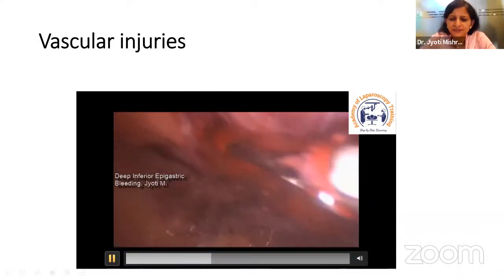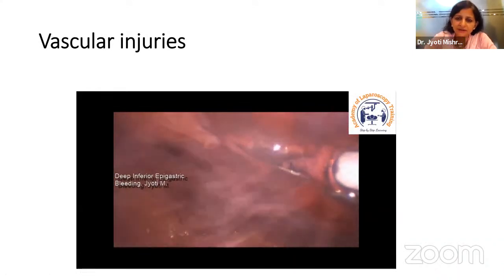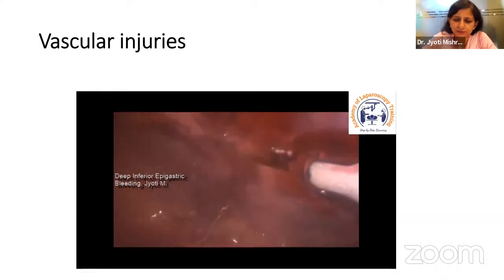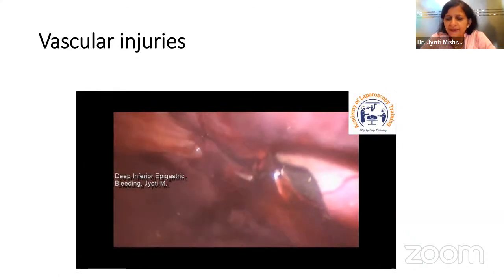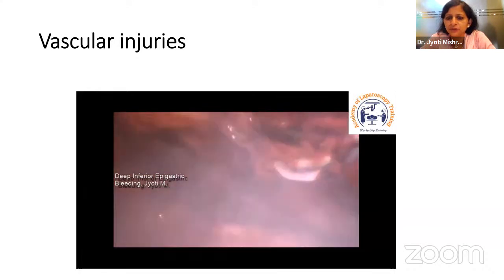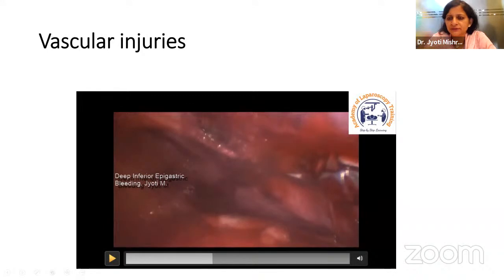This is a case of inferior epigastric artery bleeding. So somewhere it has happened. Now immediately, whatever's in your hand, like the harmonic was in my hand, so I started closing it. Then you realize it is not going to help, so you change over, take a suction and then a bipolar in your hand, and you try to coagulate. And what would you do next? I'll stop the video so as to have inputs from others.